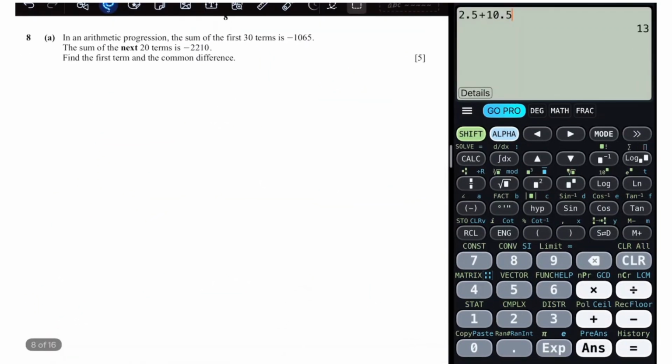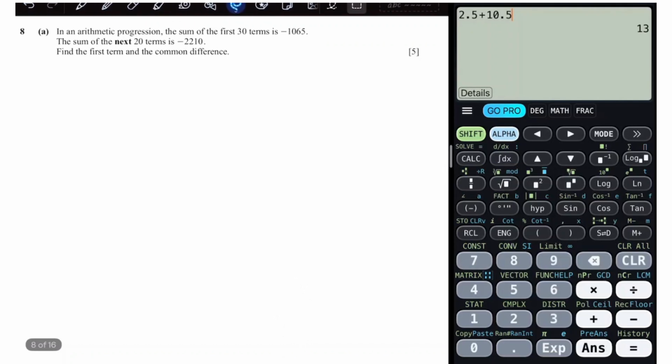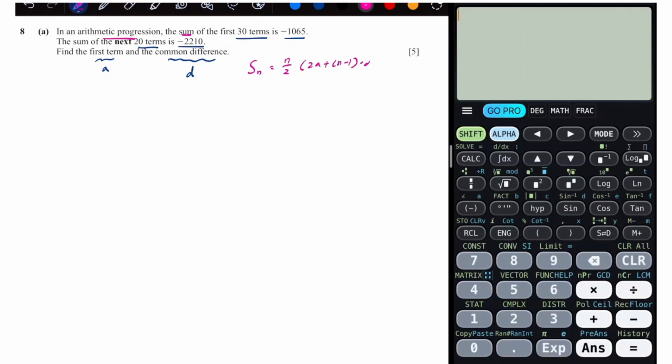In an arithmetic progression, the sum of the first 30 terms is negative 1065. The sum of the next 20 terms is negative 2210. So find the first term, which is a, and the common difference. So how are we going to solve these questions? Please note that the formula for a sum in arithmetic progression is n over 2, (2a plus (n minus 1) multiplied by the common difference).